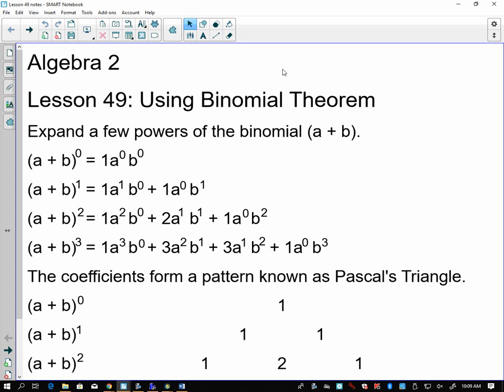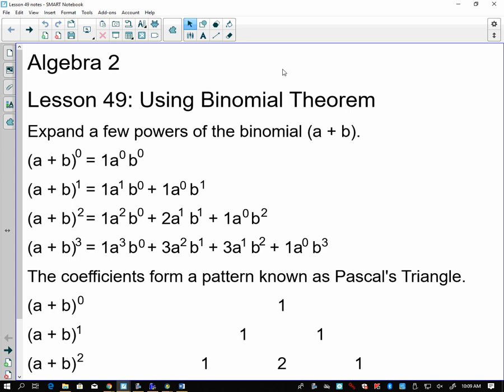So what we're talking about is taking a set of terms, like a plus b, where we've got some variables there, and putting them to an exponent and expanding them. So seeing what that is in expanded form. So we can take a plus b to the 0 power. Anything to the 0 power is 1.